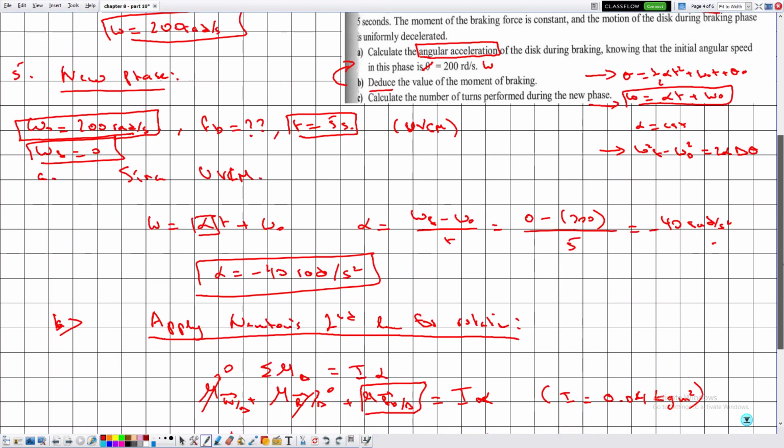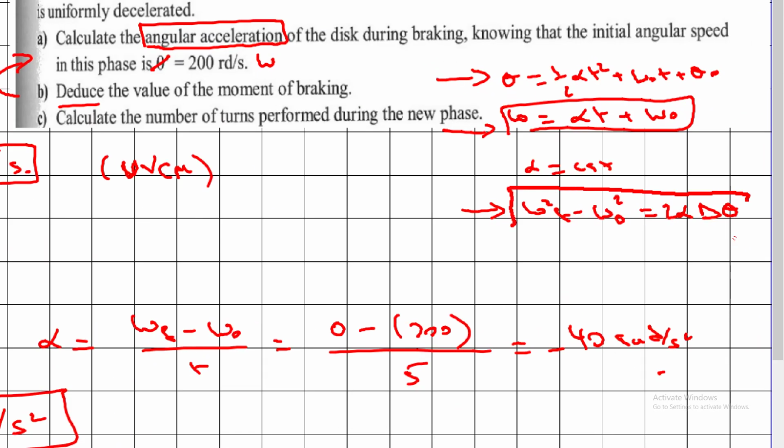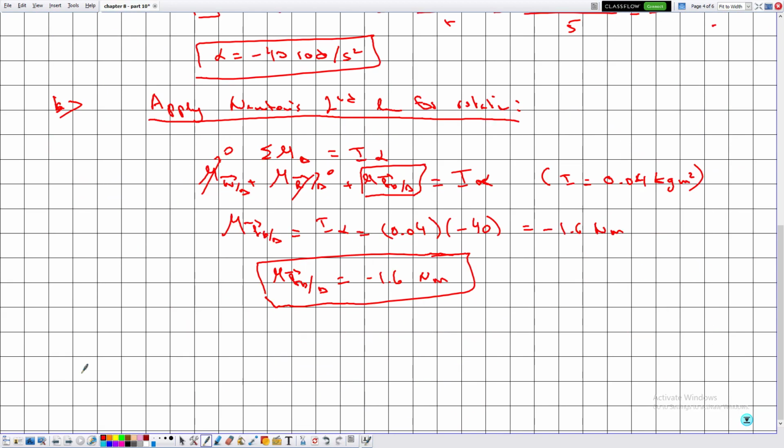Now in part B they are telling us to calculate the number of turns performed during the new phase, which is the stopping phase. Then we are interested in this one. First we need to calculate the displacement, delta theta. So omega square final minus omega square initial is equal to 2 alpha delta theta. Then delta theta is equal to omega square final minus omega square initial, divided by 2 alpha.